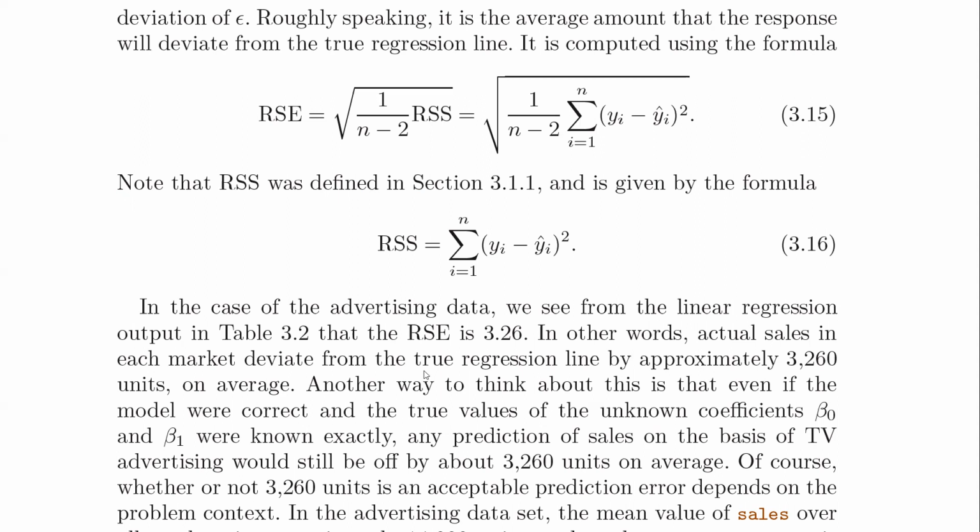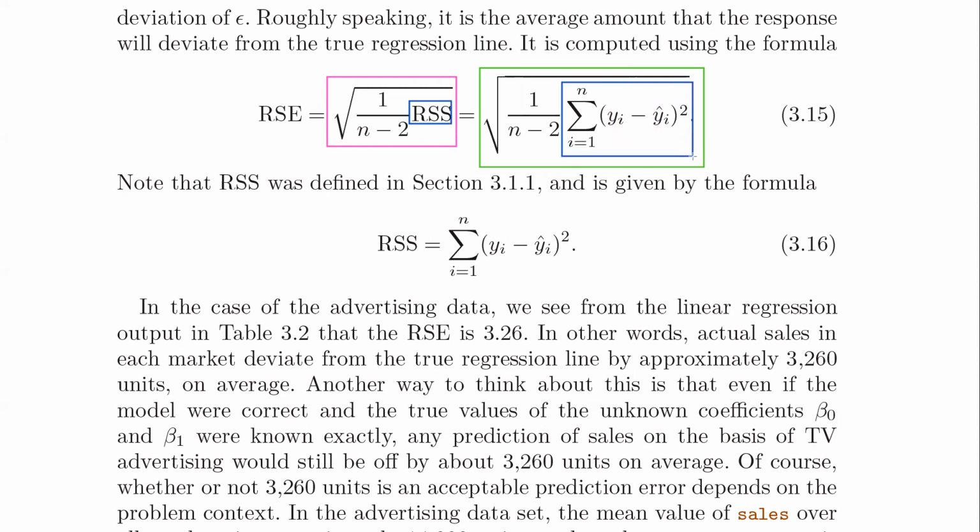So this is what we read in the previous page. And what we're doing in the green is simply writing the definition of RSS, which is that over there. Note that RSS was defined in section 3.1.1 and is given by what I've highlighted in blue. In the case of the advertising data, we see from the linear regression output in table 3.2 that the RSE is 3.26.